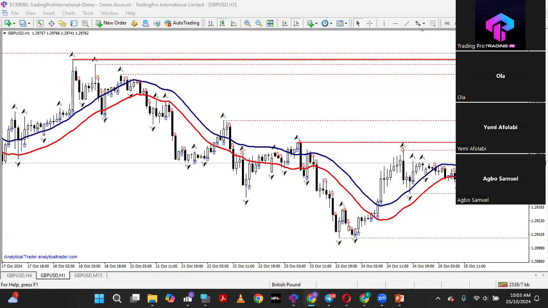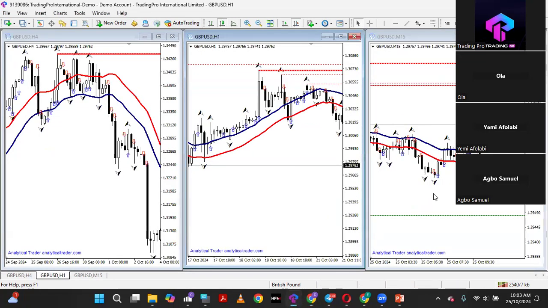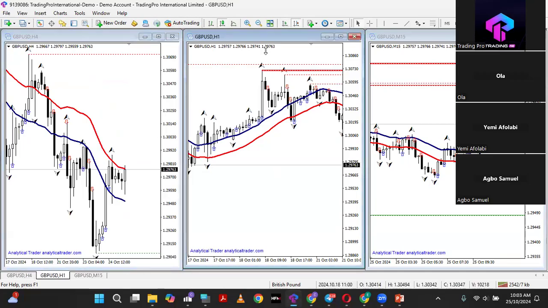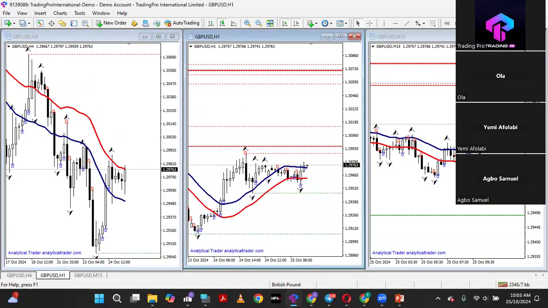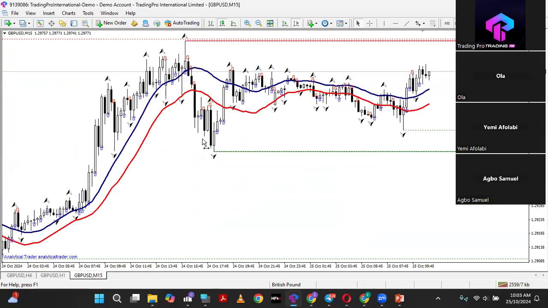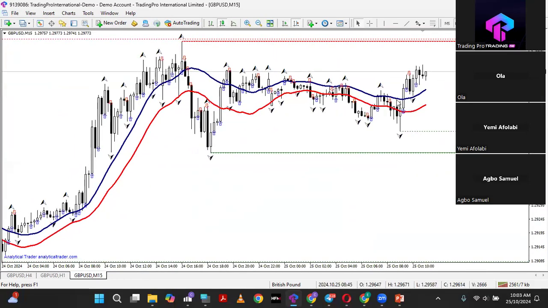Yes, we agree. Now, if you go to the 15 minutes, since we know that the 4 hour is down and the 1 hour is down, the same rule applies on the 15-minute time frame. What do we expect to do? We're expecting to sell. And we are only going to sell when what happens?